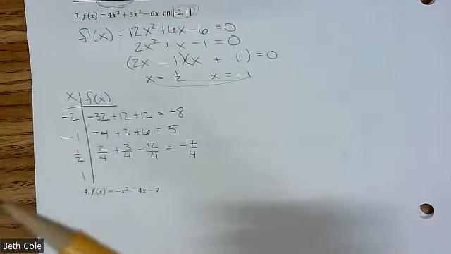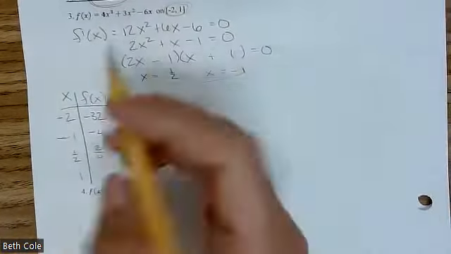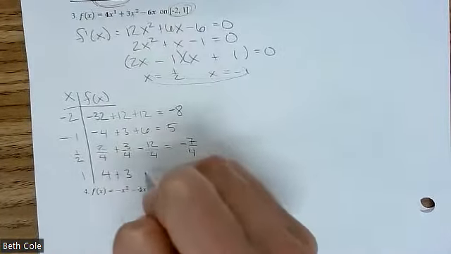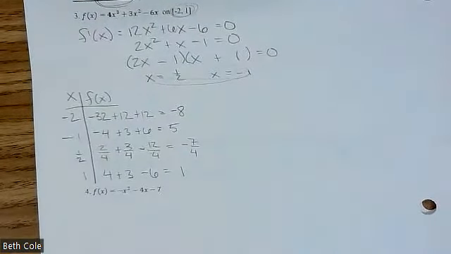Those fractions didn't seem to bother you. That's good. Usually fractions scare people. All right, and then if we plug in 1, we're going to get 4 plus 3 minus 6, which would be 1. Okay, that is a lot of work, but then you just write out your answer. Which one is the biggest? Literally, all you have to do is ask which one of those came out largest.